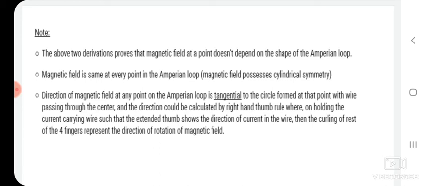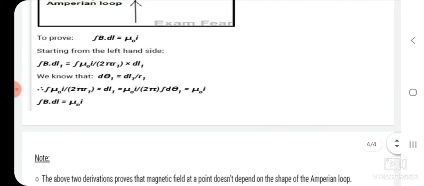Once again, the direction of magnetic field at any point on the Ampere's loop is tangential to the circle formed at that point with wire passing throughout the center, and the direction can be calculated by the right hand thumb rule, where holding the current carrying wire such that the extended thumb shows the direction of the current in the wire, then the curling of the rest of the fingers represents the direction of rotation of magnetic field. Okay, these are the keynotes of Ampere circuital law.